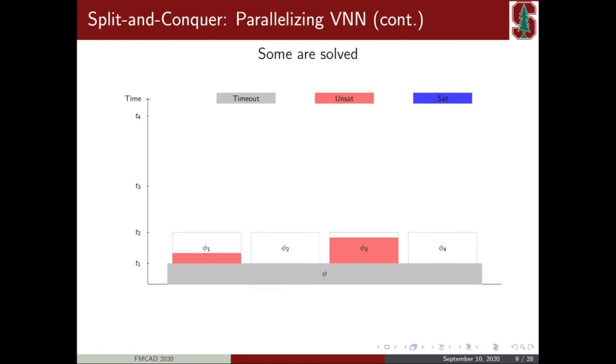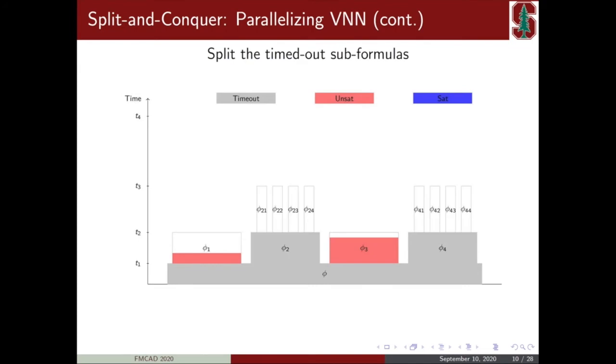Within this timeout, some subqueries might be solved and some might time out. For those timed out subqueries, we continue to split them into subformulas. And we can repeat this process until all the leaf queries are unsatisfiable or some subquery is satisfiable. The split and conquer algorithm is sound and complete if the underlying solver is sound and complete. And when we split a formula phi into subformulas, the disjunction of the subformulas is always equisatisfiable with the original formula.